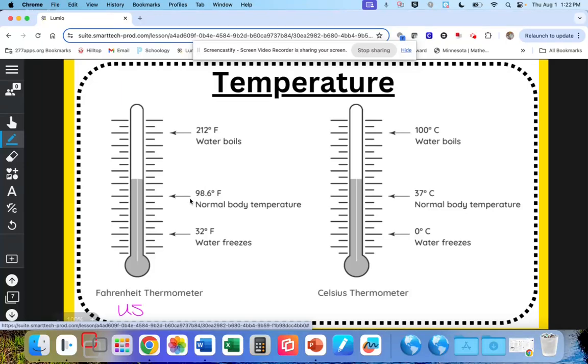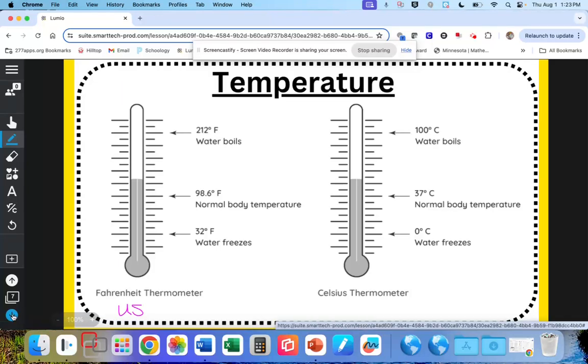Normal body temperature is 98.6 degrees Fahrenheit or 37 degrees Celsius. And water boils at 212 degrees Fahrenheit and 100 degrees Celsius. So if you notice, the Fahrenheit scale has a lot more numbers compared to the Celsius scale. So being able to identify about what temperature something might be in Fahrenheit and in Celsius is a wise thing to keep working on.